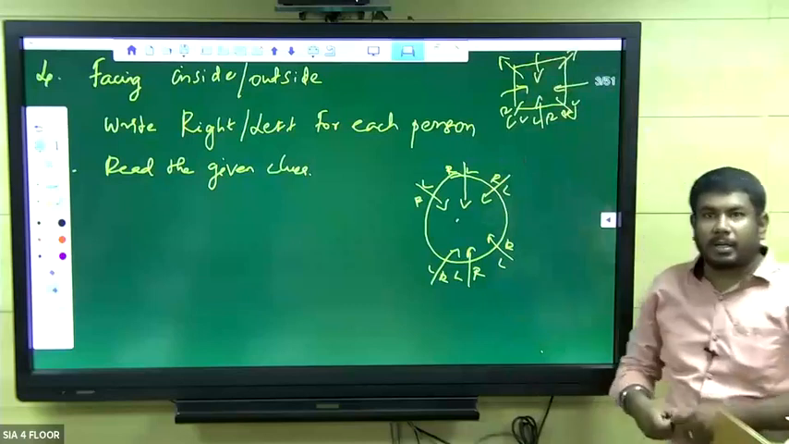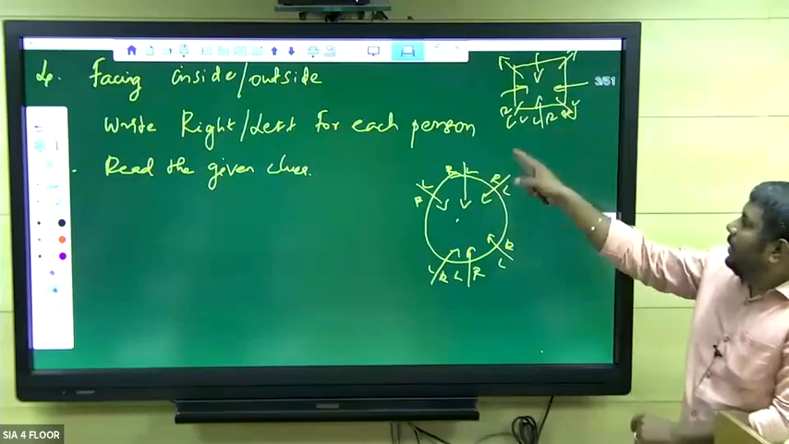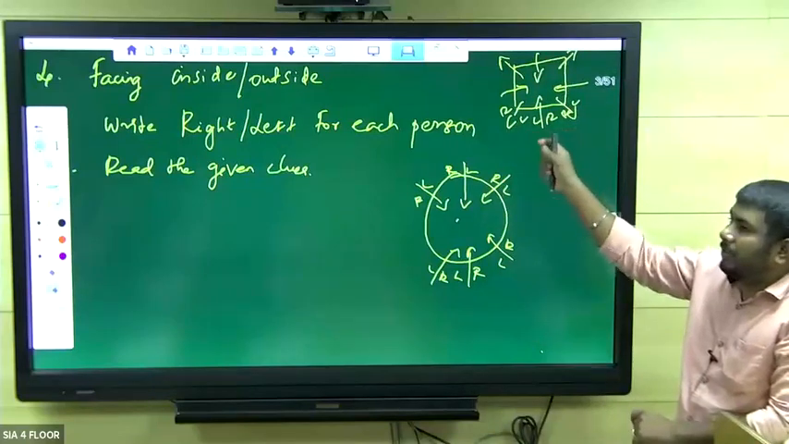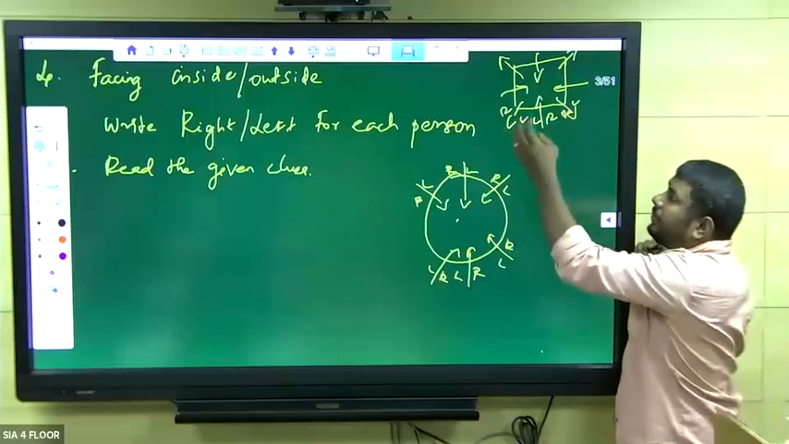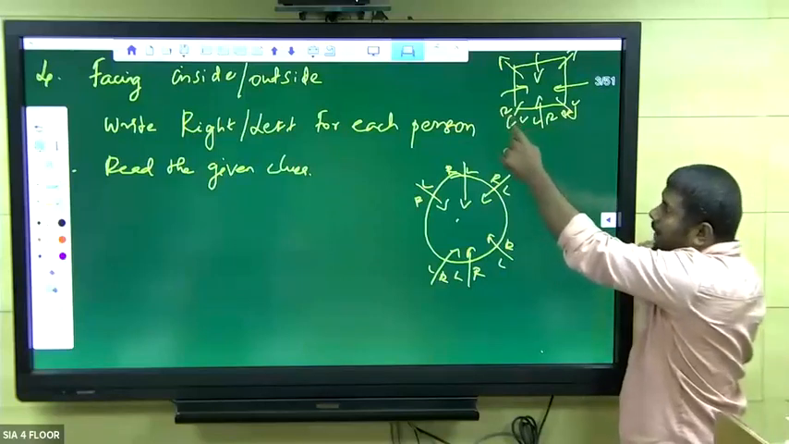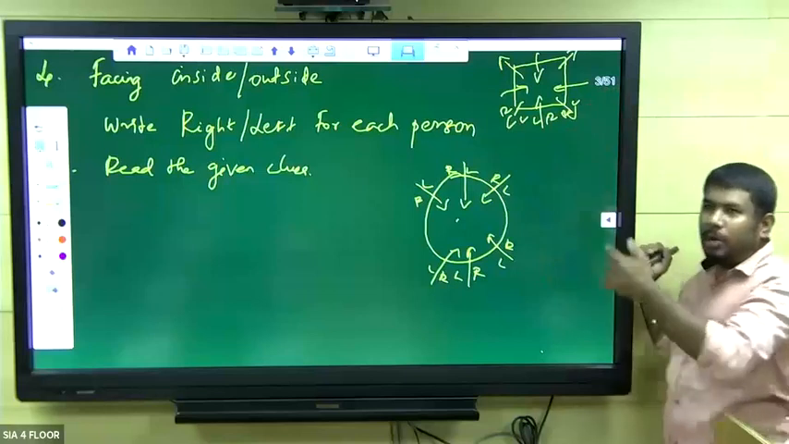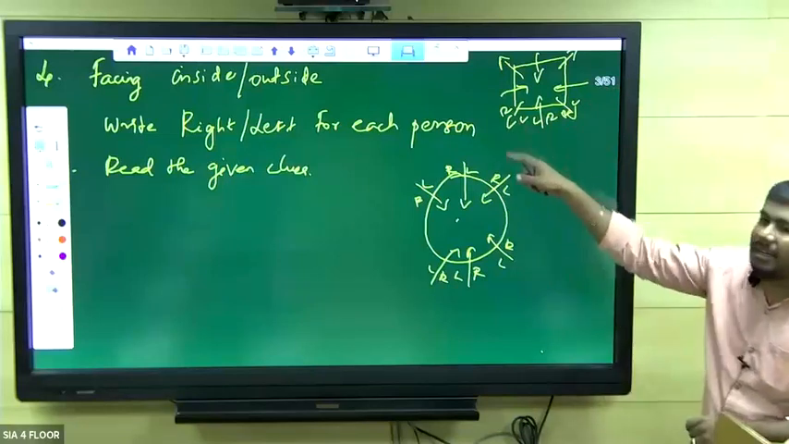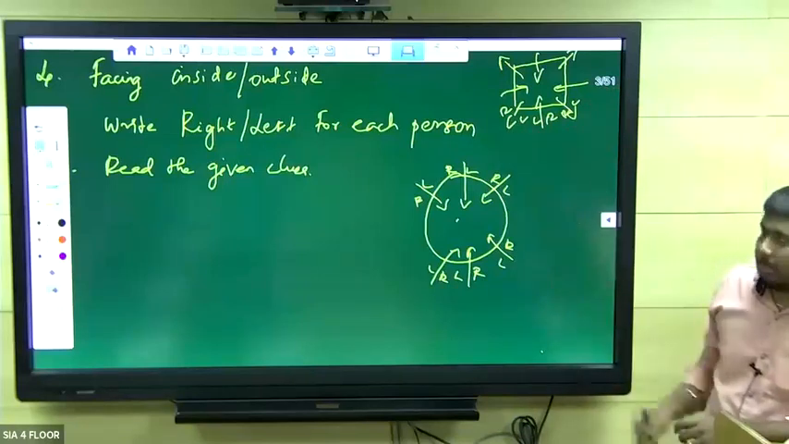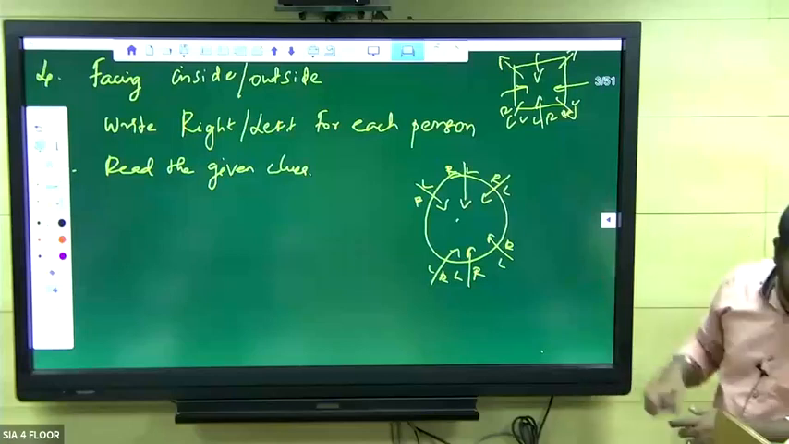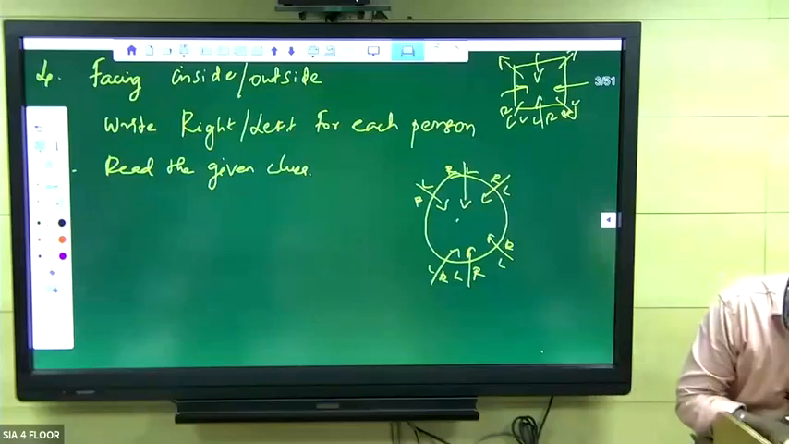That's why, while getting the answer, we will get confused. Second to the right means we would take a right direction on this side for this person also. So to avoid these mistakes, we should write right and left for each person. That's it. Clear? One person asked me this right and left doubt.